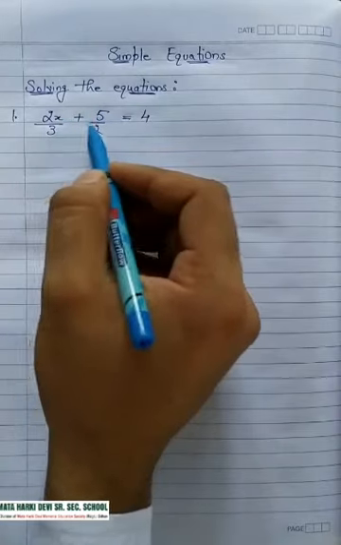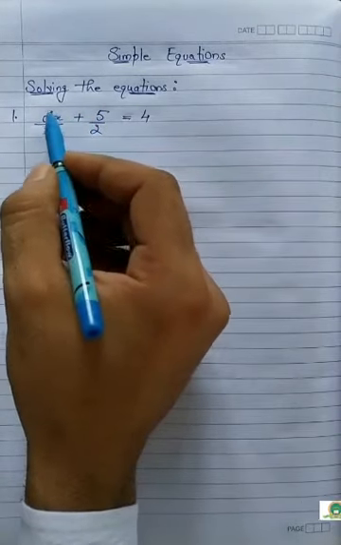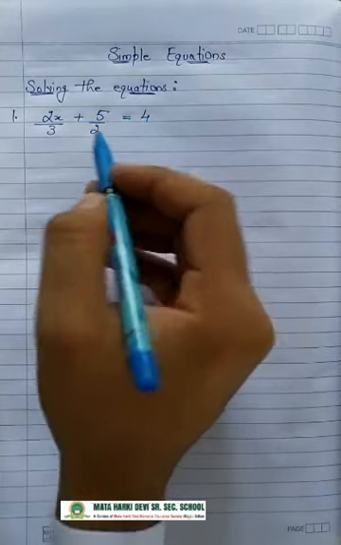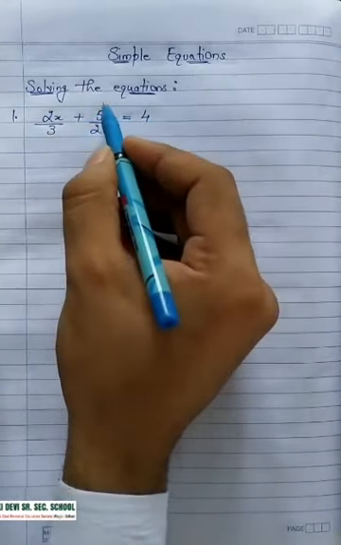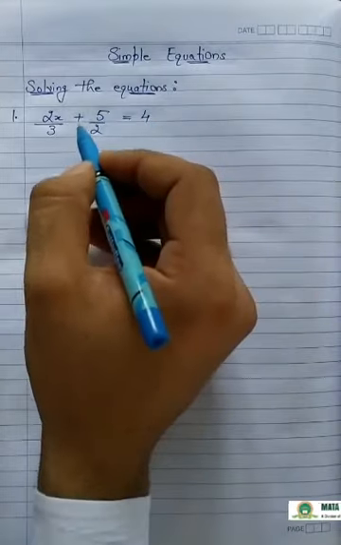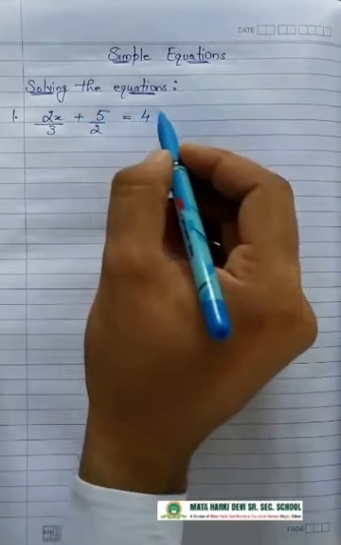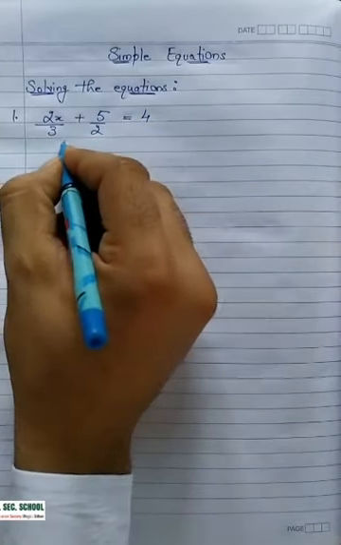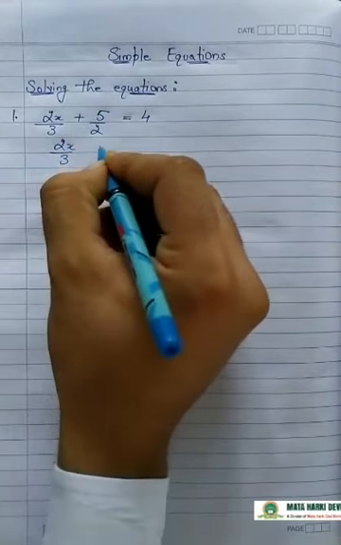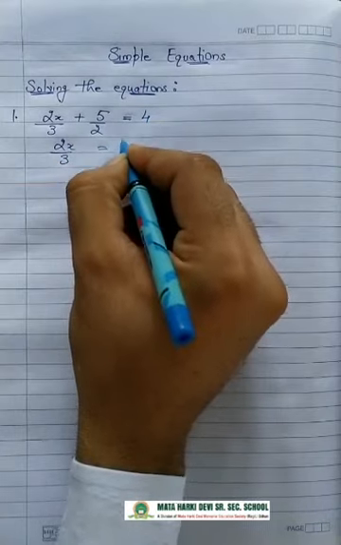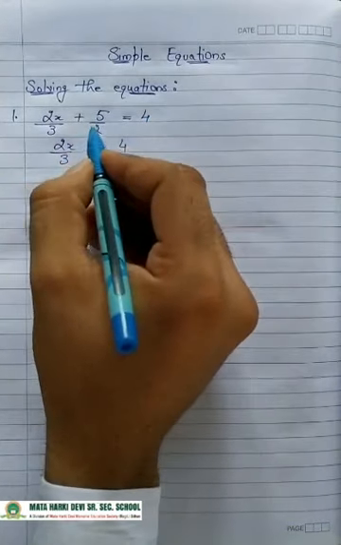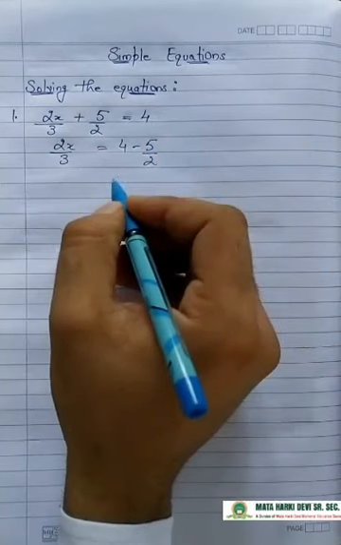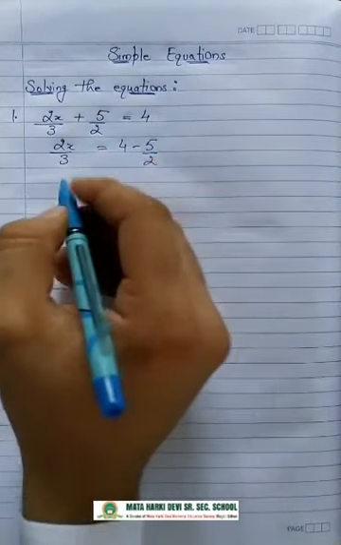There are two terms on the left hand side, 2x by 3 and 5 by 2, is equal to 4. So take this fraction to the right side. It is a positive fraction, so it will convert into a negative fraction. So 2x by 3, and we were having 4 on the right side. Now take 5 by 2, it will become a negative fraction. So solve this right hand side.